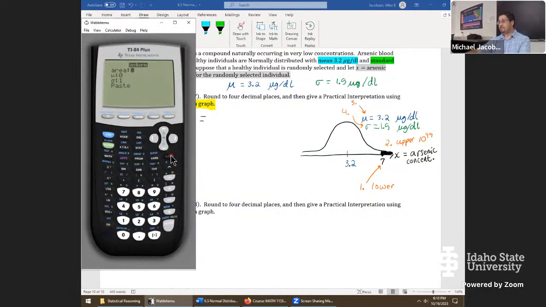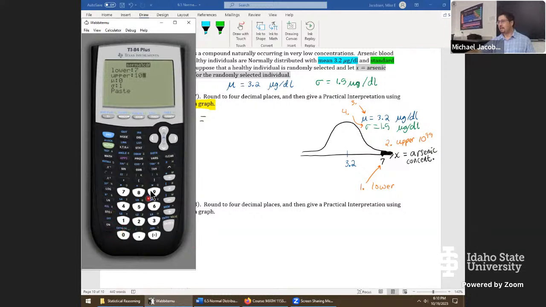The first thing we'll hit is second, and then the bar keys to bring up the menu. In this problem, we're going to use normal CDF because we have shaded area with the lower and the upper bound. So our lower bound will change to 7. That's where the area is going to start for our probabilities. Upper bound is 10 power 99.